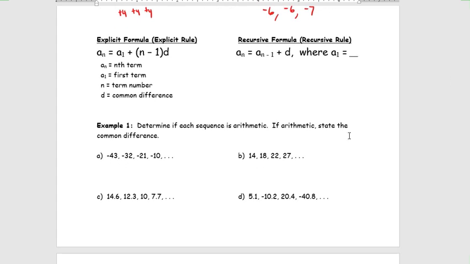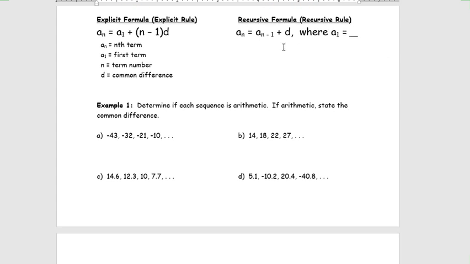All right, so one of the main things we've got to be able to do with these sequences is to find what we call an explicit formula or an explicit rule for the sequence. And what this does for us is it will allow us to find any term number in the sequence once we have this explicit formula. So here's the formula: a sub n equals a sub 1 plus n minus 1 times the common difference.